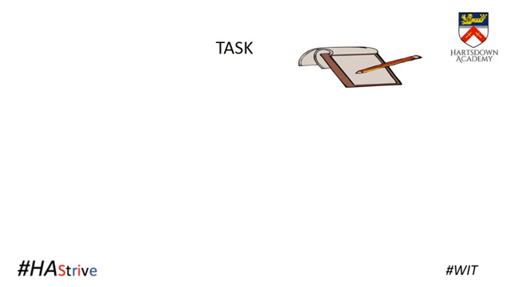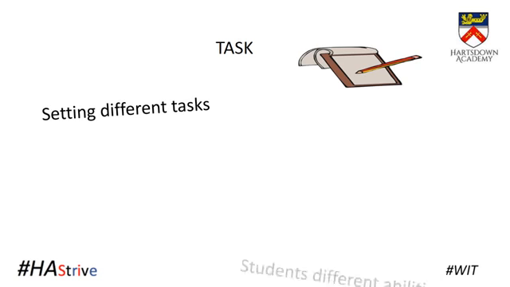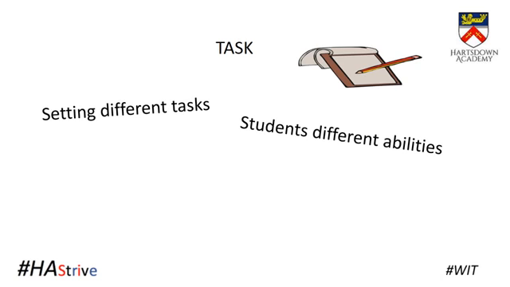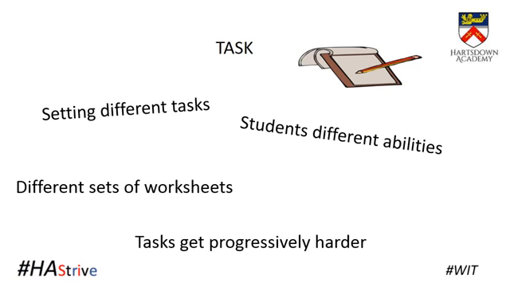Task. One of the core methods of differentiation involves setting different tasks for students of different abilities. One way to achieve this may be to produce different sets of worksheets or exercises depending on students' abilities. An alternative method is to use a single worksheet comprised of tasks which get progressively harder. The more advanced students will quickly progress to the latter questions, while the less able can concentrate on grasping the essentials.